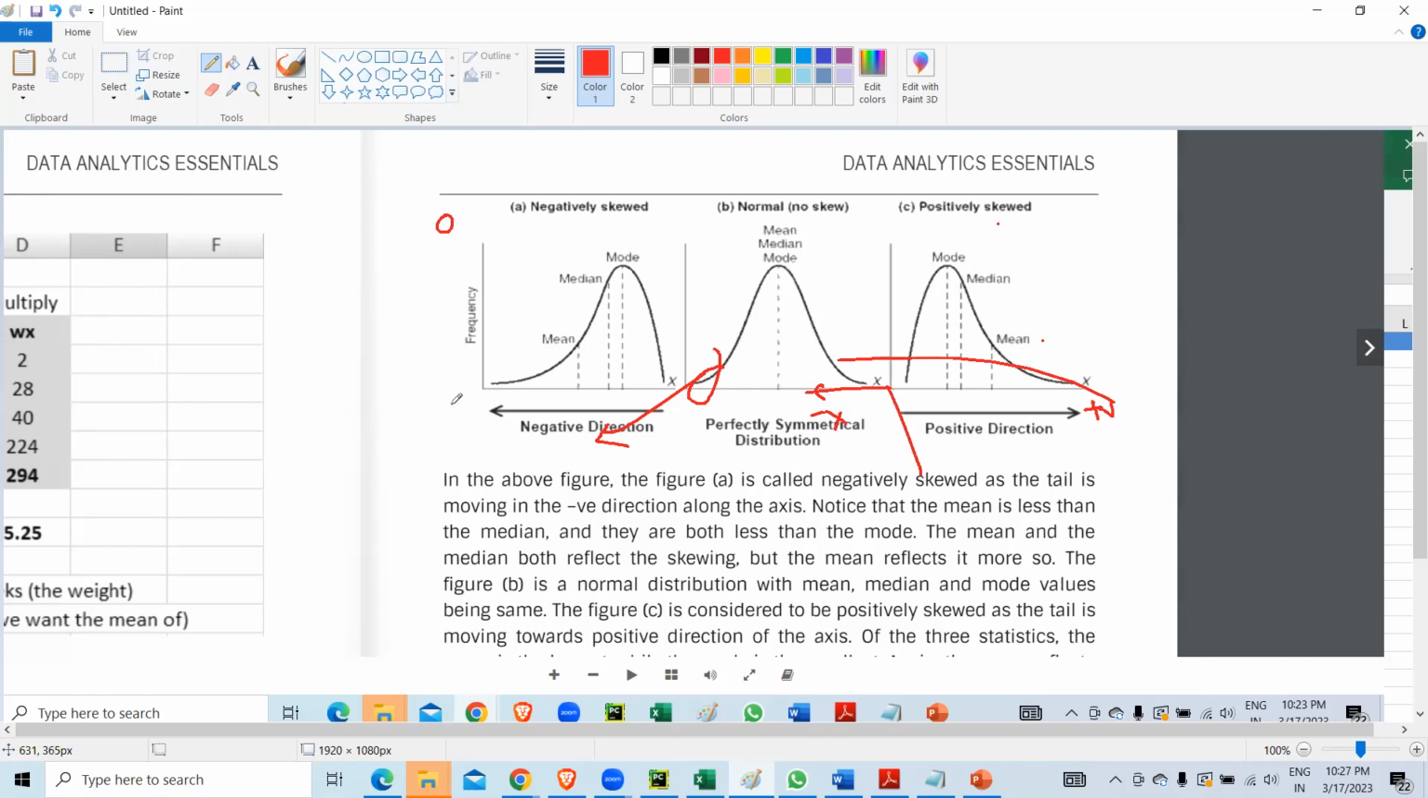If the tail is going towards minus x, minus x, minus x, we call it a negatively skewed graph. So you have a positively skewed graph and a negatively skewed graph. If it is normal, good. If it is not normal, it has to be either positively skewed or negatively skewed. I'm not going into calculations. We would never calculate, you'll have a formula to do that. So let's understand the concept.